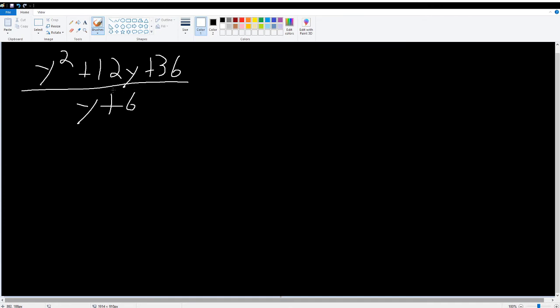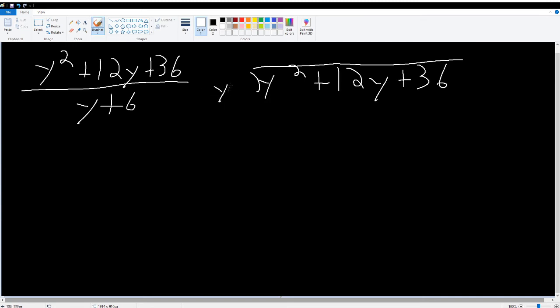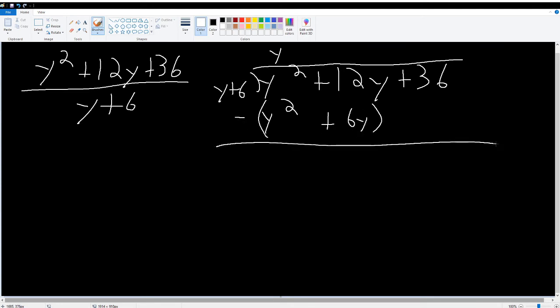So what's our dividend? It's y squared plus 12y plus 36, all being divided by y plus 6. How many times does y plus 6 go into y squared? Well, I just multiply by y. Now it's y squared plus 6y. Remember, this is being subtracted, so this goes away. 12y minus 6y is 6y. The 36 just comes down for the ride.